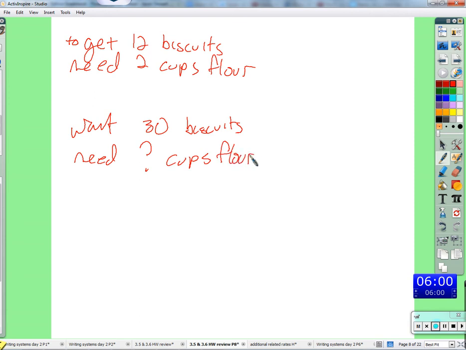Yes, you can do my trick on this board. Oh, how so? Write 2/12, and then put F/30, flour over 30. I think what she's talking about is the thing that Sylvan taught us, where you take 2 times 30 divided by 12, which equals 5. Why? Good question.